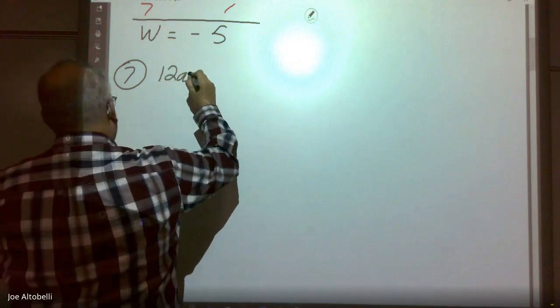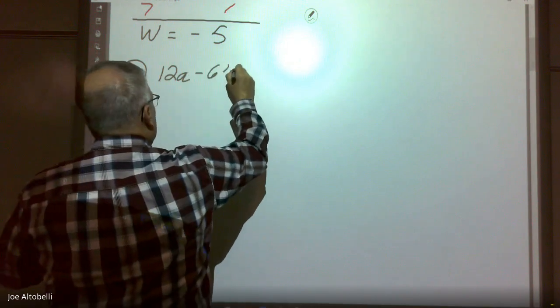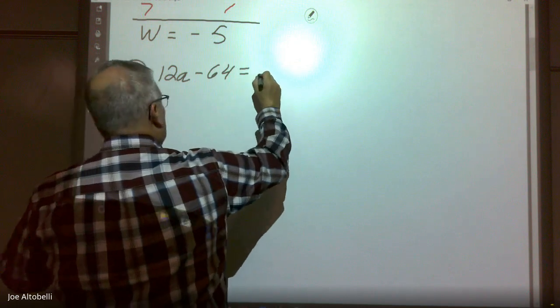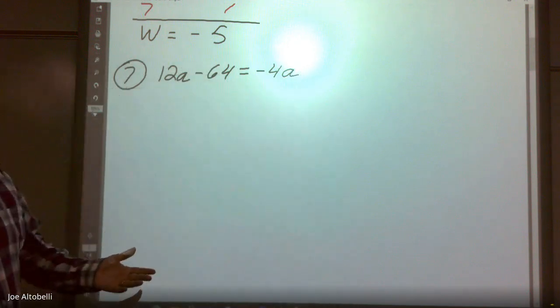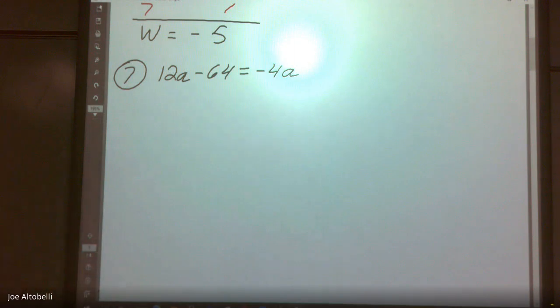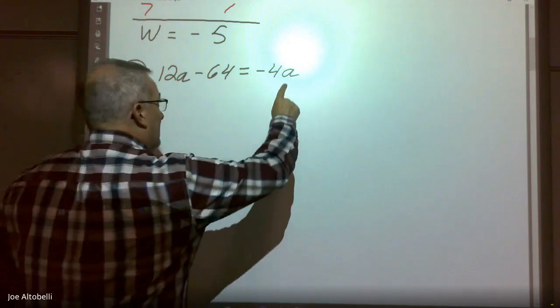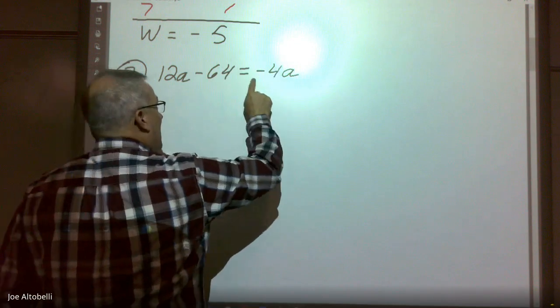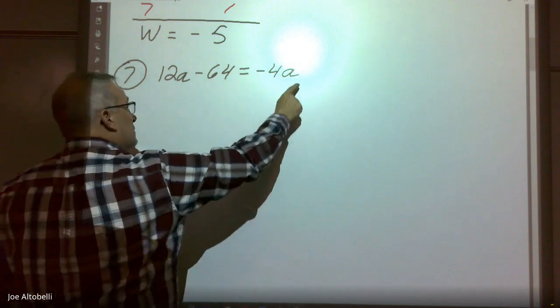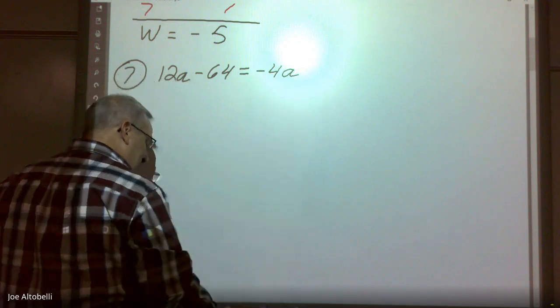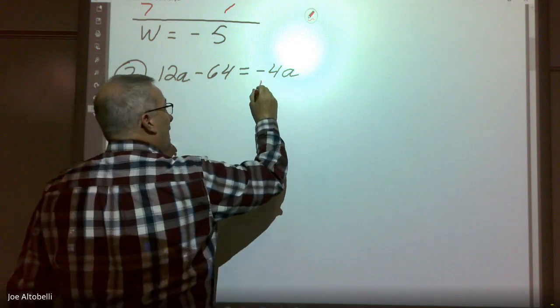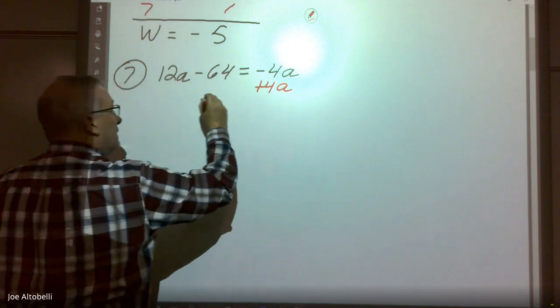$12A minus 64 is equal to a negative 4A. Simplify both sides, okay? Nothing to do there. Second step, I have variables on both sides of my equal sign, so I'm going to get rid of the variable on the right. To get rid of a negative 4A, I have to add 4A.